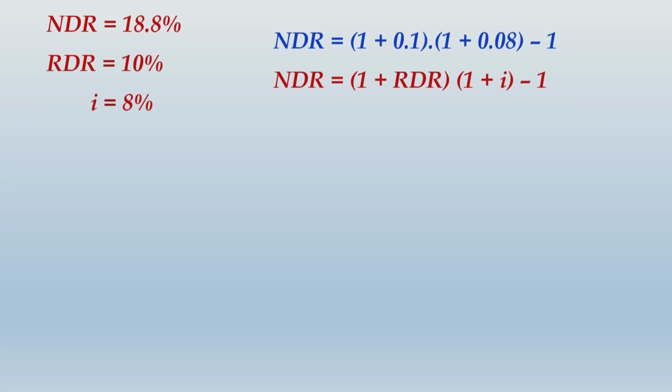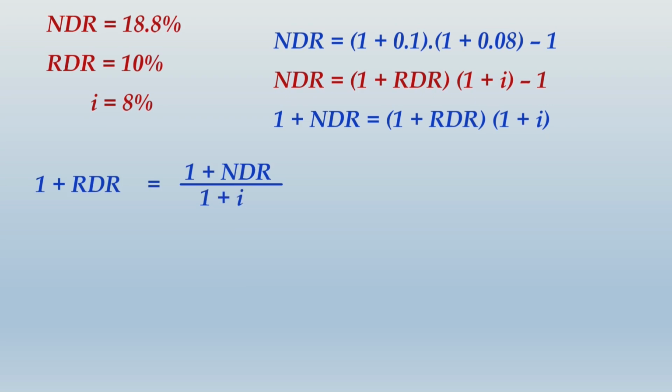So if I shift this minus 1 to this side, what do I get? I get 1 plus NDR equals 1 plus RDR into 1 plus inflation rate. Through this equation, if I want to find the value of 1 plus RDR, it will be 1 plus RDR equals 1 plus NDR divided by 1 plus inflation rate. So if I want to find RDR through NDR and inflation rate information, I'll take this equation. I want to find RDR, so I consider the right hand side of this equation as it is. This 1 I shift to the right hand side as minus 1. So I get RDR as 1 plus NDR divided by 1 plus inflation rate, minus 1.